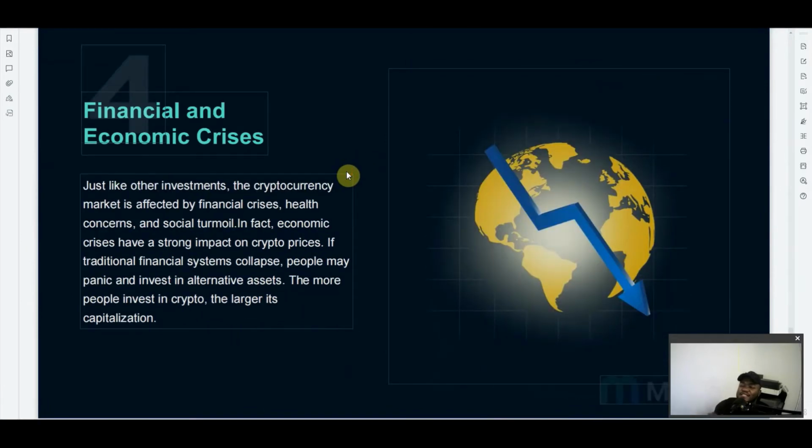The next thing here is financial and economic crisis. Just like other investments, the cryptocurrency market is affected by financial crisis. Financial crisis, health concerns, social turmoil, every factor of crisis has a strong impact on crypto price. One thing I want to tell you, there is a positive aspect of it and a negative aspect of it. Currently we are experiencing financial crisis, we are experiencing inflation every day. As I'm making this video, I know the price of crypto assets has been going down.